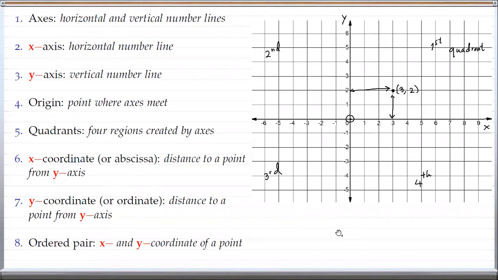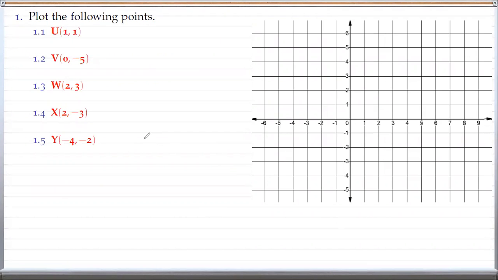Now let's take a look at some examples. Here we want to plot these points. Point U has coordinates 1, 1. That means we go 1 unit along the x-axis and 1 unit along the y-axis. So 1 along the x-axis you get here, and 1 along the y-axis you get here. So U is this point.